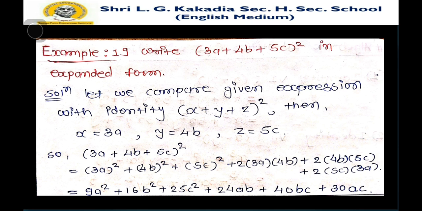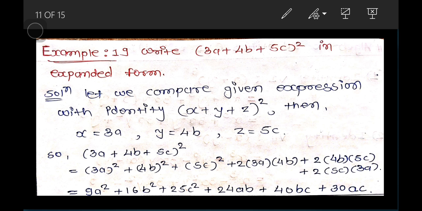Now one more example, example number 19. As we know, the fifth identity is given as x plus y plus z all square is equal to x square plus y square plus z square plus 2xy plus 2yz plus 2xz. So now here you can see the given example, example number 19: write in expanded form 3a plus 4b plus 5c all square. We want to write this expression in expanded form.